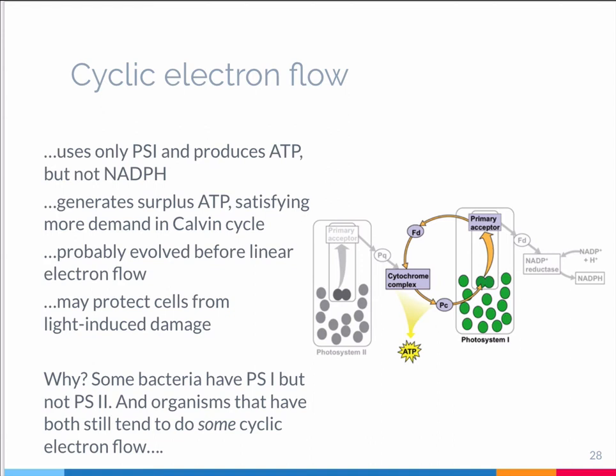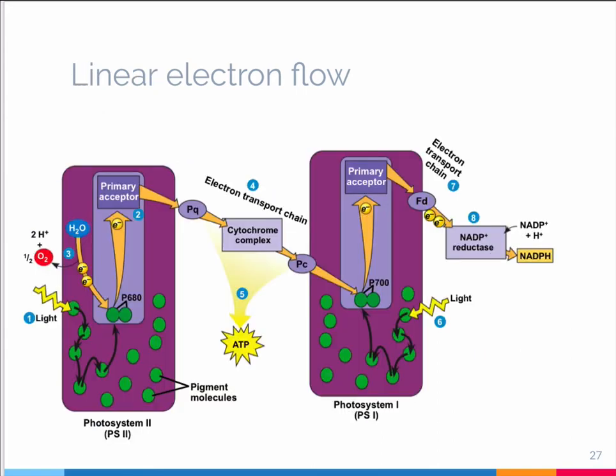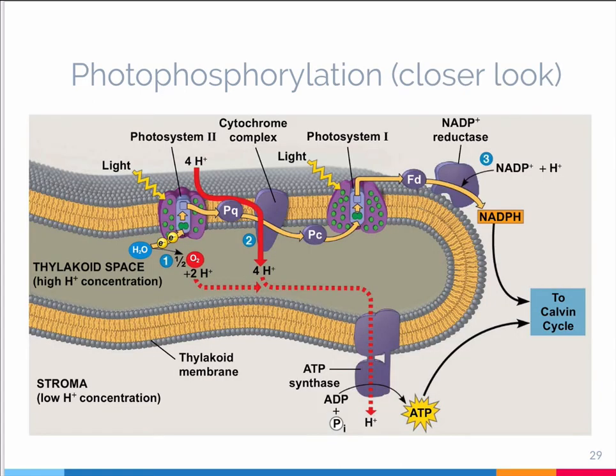Now, the other thing we're going to take a closer look at, if we jump back up to our summary diagram here, is step 4, the electron transport chain. Remember that energy-rich electrons that were on the primary acceptor of photosystem 2 travel down an electron transport chain and generate some ATP in the process. So let's take a closer look at how exactly that happens.